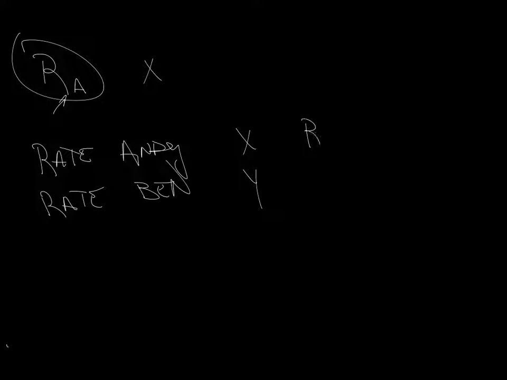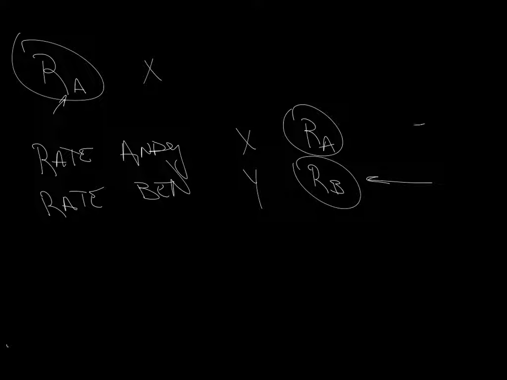But if I write RA and RB, this is the rate of Andy, that's the rate of Ben. That's all a subscripted variable is, just a little clue about which one you're talking about. So this is actually just one variable with an explanation of who we're talking about. So that being the case, let's go ahead and get started with our first example.